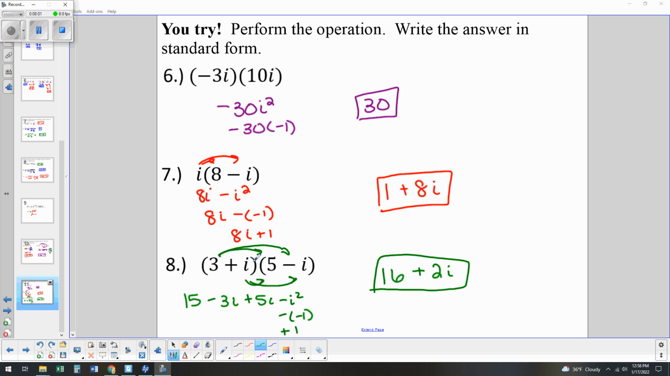And number 8, we distributed the 3, got 15 minus 3i. We distributed the i, got 5i minus i squared. This minus i squared again became minus negative 1, which is really a plus 1. So 15 plus 1 was 16. And negative 3i plus 5i was positive 2i.